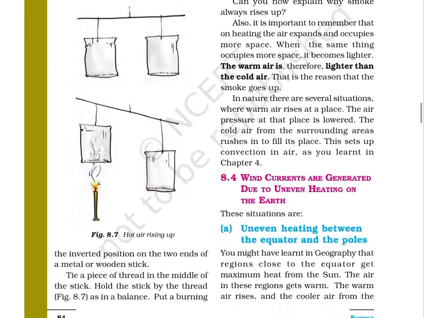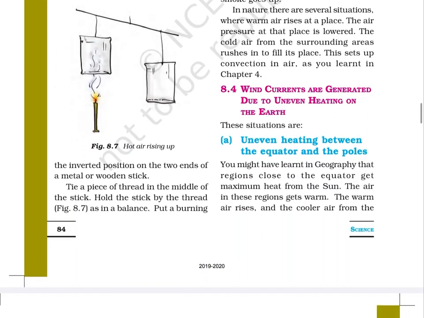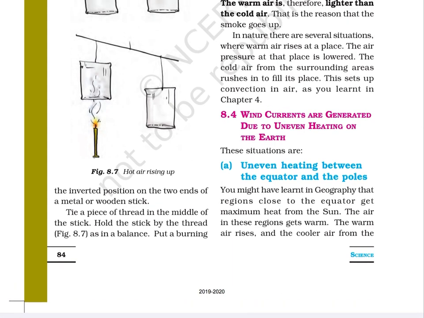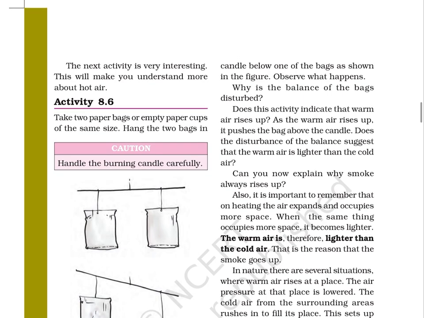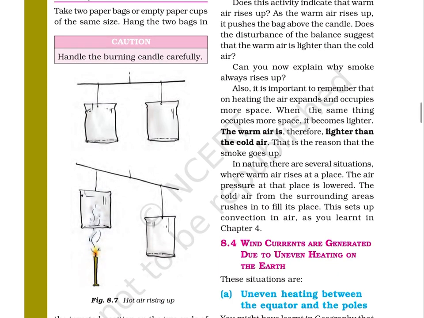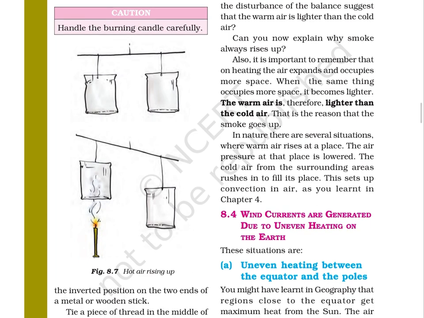Put a burning candle below one of the bags as explained in the figure. Observe what happens. Why is the balance of one of the bags disturbed? Does this activity indicate that warm air rises up? As the warm air rises up, it pushes the bag above the candle. Does the disturbance of the balance suggest that warm air is lighter than cold air? Can you now explain why smoke always rises up?